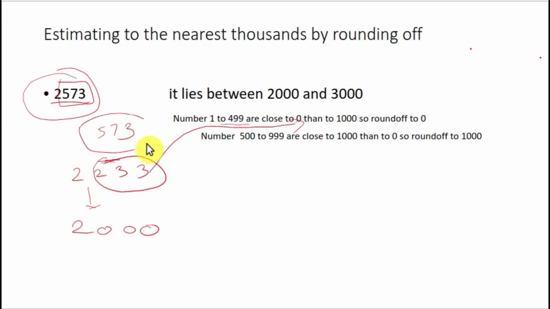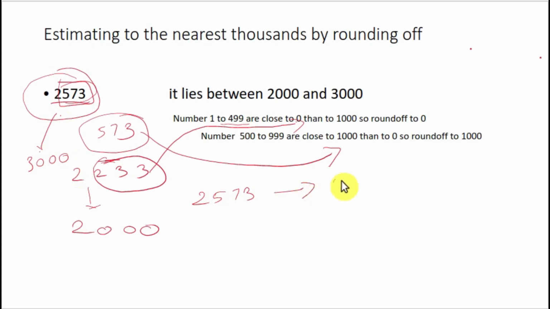If it is 573, we have to check these places. Since 573 is close to 1000, we are estimating to the nearest 3000. So 2573 is close to 3000, and 2233 is close to the nearest 2000.